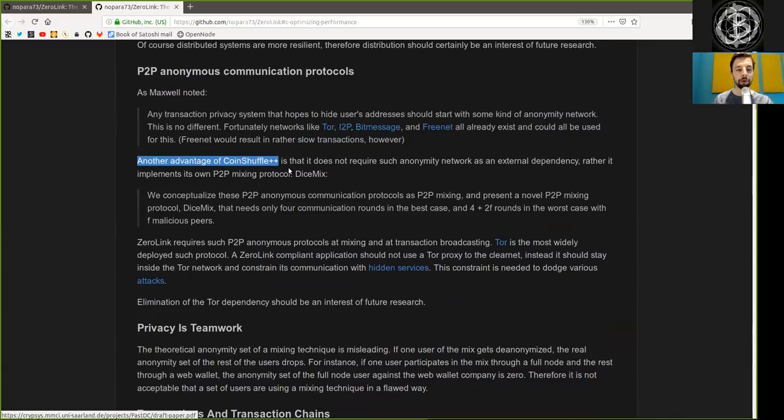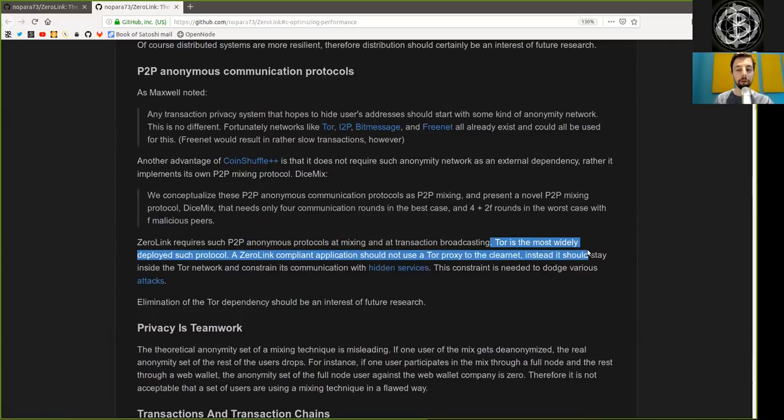Another advantage of CoinShuffle++ is that it does not require much of an anonymity network as an external dependency; rather, it implements its own peer-to-peer mixing protocol, DiceMix. We conceptualize these peer-to-peer anonymous communication protocols as peer-to-peer mixing, and present a novel peer-to-peer mixing protocol, DiceMix, that needs only 4 communication rounds in the best case, and 4 plus 2F rounds in the worst case, with F being malicious peers. ZeroLink requires such peer-to-peer anonymous protocols at mixing and at transaction broadcasting.